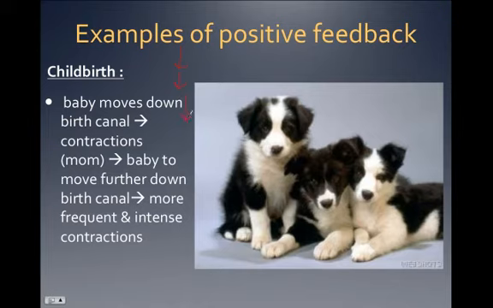So again, you can see that our initial change, the baby actually moving down the birth canal, is followed by a response, the uterine contractions, that take us even further in that direction. And again, that's an example of positive feedback.